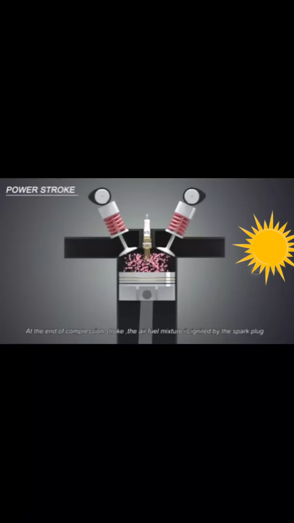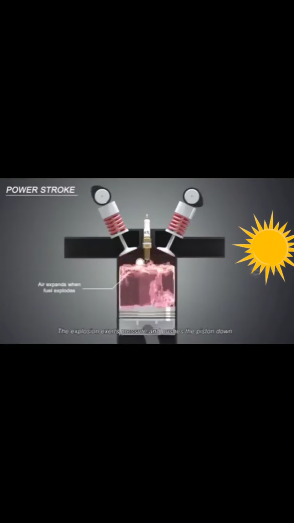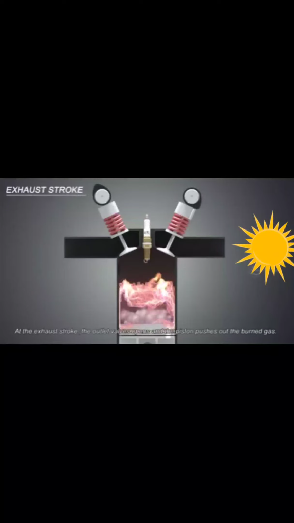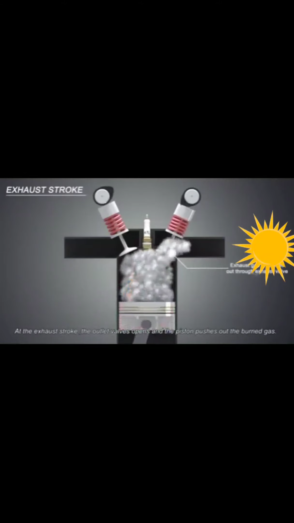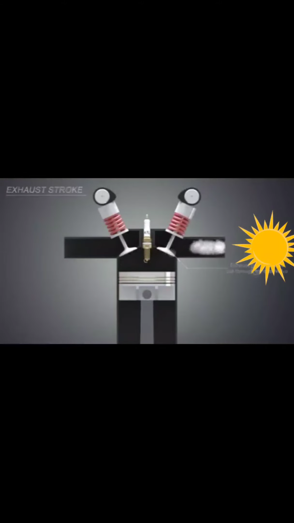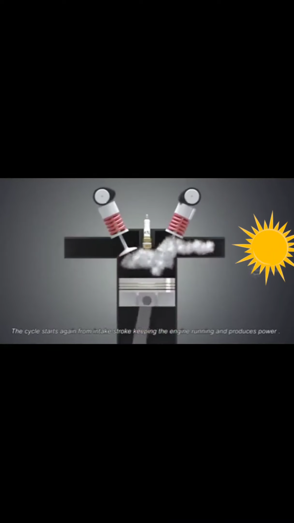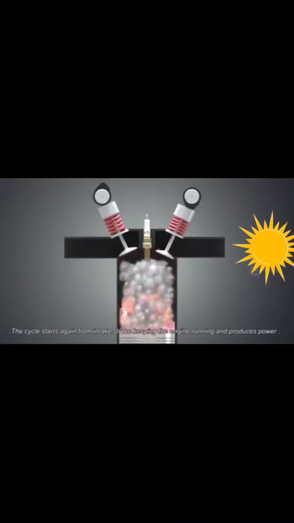At the end of the compression stroke, the air-fuel mixture is ignited by the spark plug. The explosion exerts pressure and pushes the piston down. This is the power stroke, which produces power to the crank. At the exhaust stroke, the outlet valve opens and the piston pushes out the burned gas. The cycle starts again from the intake stroke, keeping the engine running and producing power.